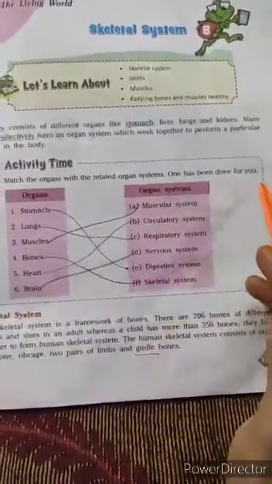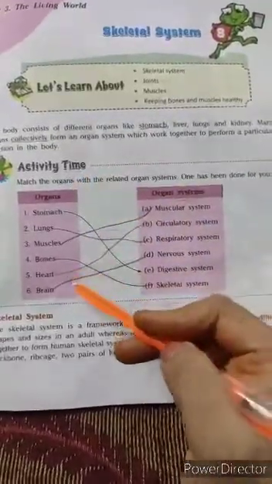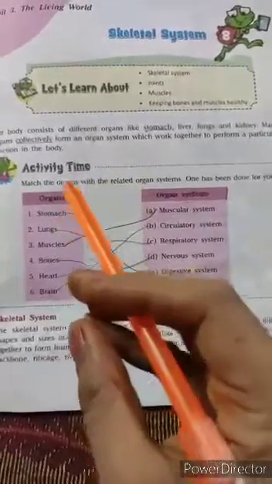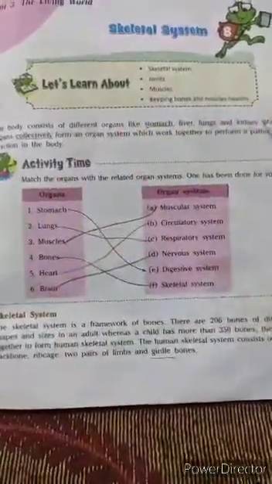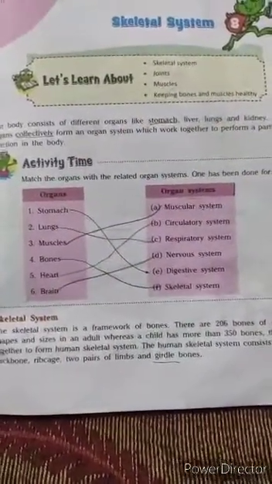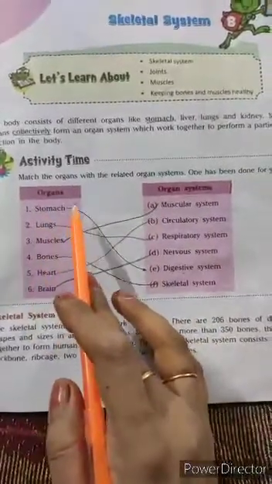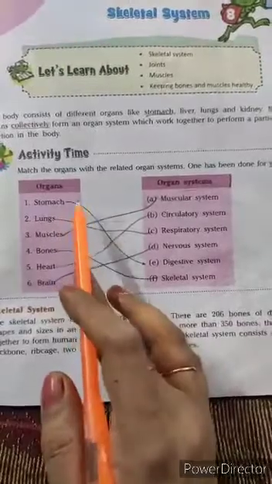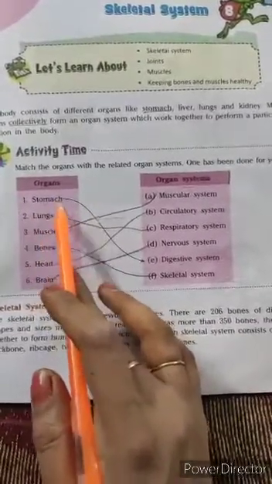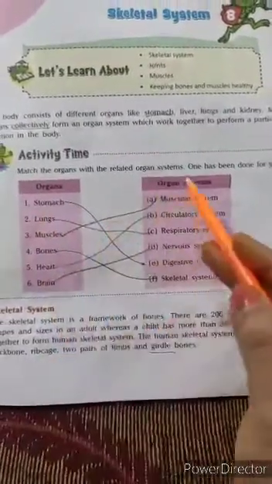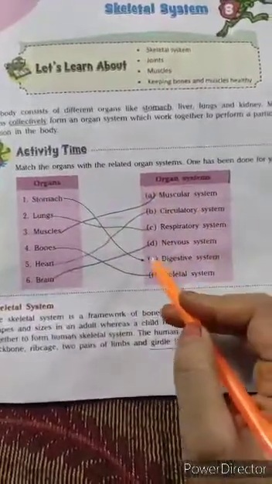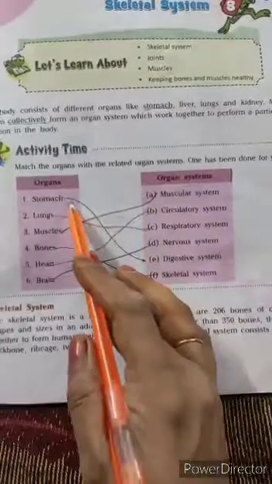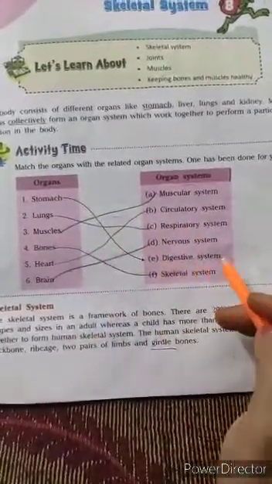One has been done for you. Here the different organs and organ systems are given. We call these organs under different organ systems. Now let's see, like the stomach. The stomach is related to food. Whatever we eat, it goes into the stomach. So the stomach is related to which organ system? It is related to the digestive system. The system in which the stomach comes is called the digestive system.